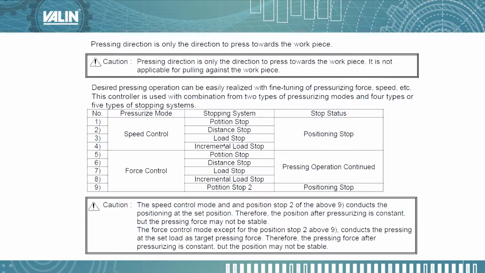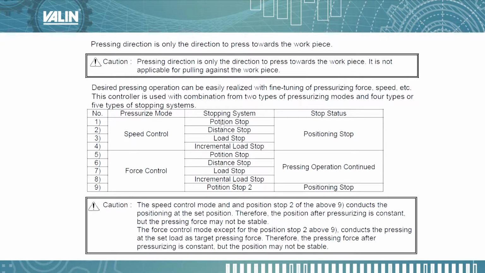The other thing I want to point out is that in the speed control, there's position stop, distance stop, load stop, and incremental stop. And there are those same 4 modes in the force control. We'll forget about mode number 9 for now, but I'm probably only going to do the videos for the first 4 modes in speed control because the only difference is that in speed control, the speed is held consistent while it finds its position, or its distance, or the load, or the incremental load. In force control, the speed is not held consistent, so it will slow down or speed up based on the resistance of the load that you're pushing against, but it'll still stop at the position.